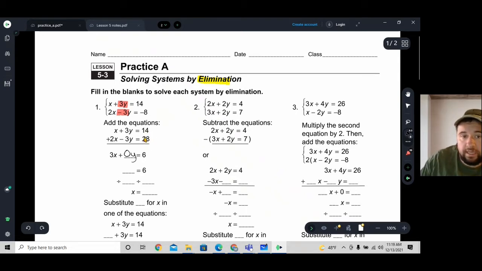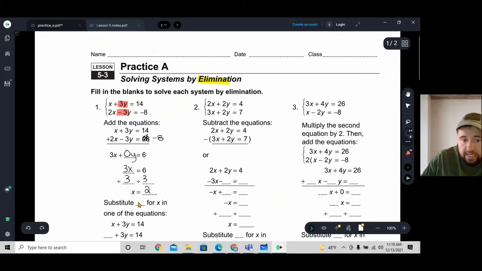Now this shouldn't say 28, this should say negative 8. Okay. X plus 2x, 3x, 3y plus negative 3y, 0y, 14 plus negative 8, positive 6. Now, I don't have to include 0y. Mathematicians are lazy. We don't write 0 if we don't have to. So what I can say is that 3x equals 6. And I'm going to divide by 3 on both sides of my equation. 3 divided by 3, 6 divided by 3, x equals 2.